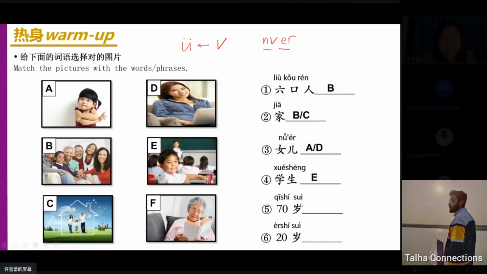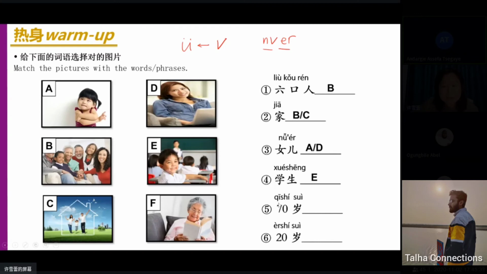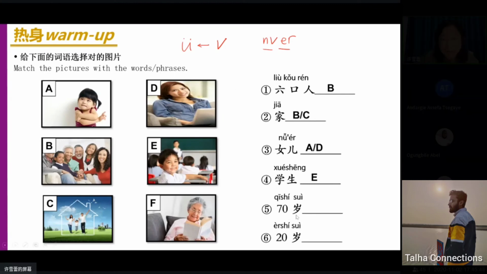70岁. 70岁, which means 70 years old. Yeah, 70 years old. Which picture shows us someone who's 70 years old? That's F. Right. Now what about the next one?